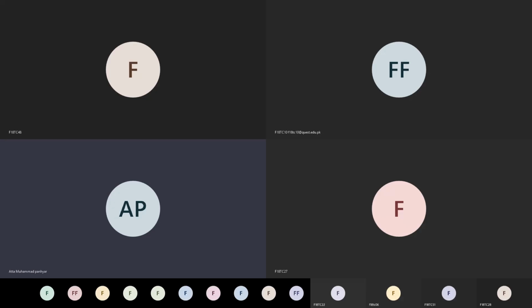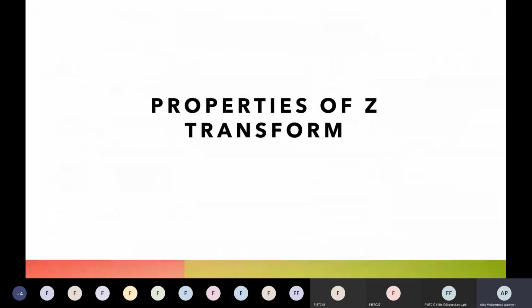Okay, welcome to lecture number 34-35. In today's lecture, we will be discussing properties of Z transform, right? Like we discussed properties of Fourier transform, Fourier series, discrete time Fourier series, Laplace transform. Similarly, we will also be discussing properties of Z transform.